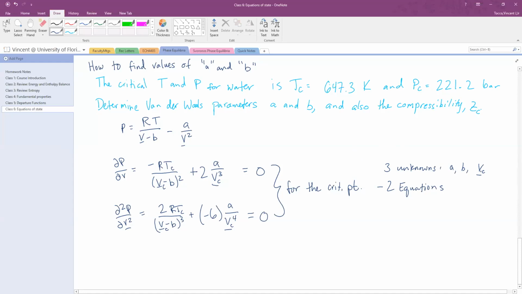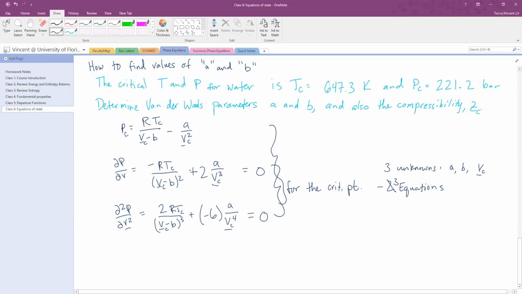What is another equation that we could use to solve for the molar volume? It's the equation of state itself. So I can apply this equation of state to the critical point, and I could say that PC is equal to RTC over (VC minus B) minus A over VC squared. So instead of 2 equations, we have 3 equations, solving for 3 unknowns: A, B, and the critical molar volume.